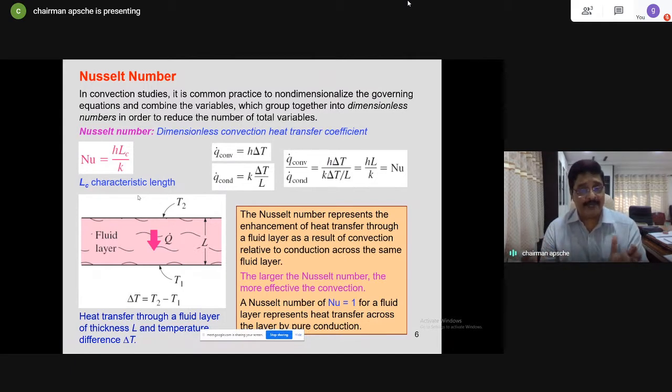Whereas, if you may recollect, the Biot number is defined as the internal resistance to external resistance. What was the internal resistance? It was the conduction resistance within the solid. What was the external resistance? The external resistance was the convection resistance taking place outside. Now, though the Nusselt number is also defined as conduction resistance to convection resistance, these two resistances belong to the fluid itself, the fluid that is participating in the convection heat transfer.